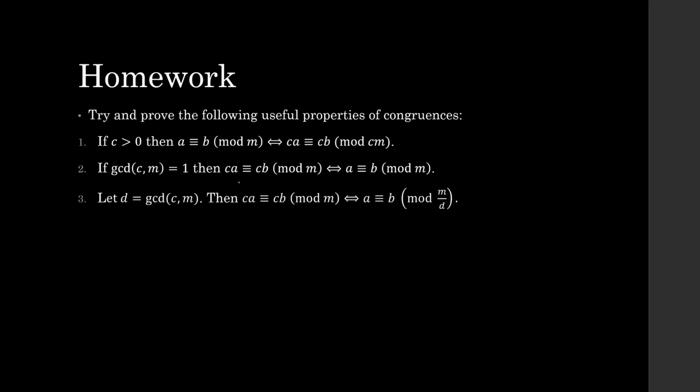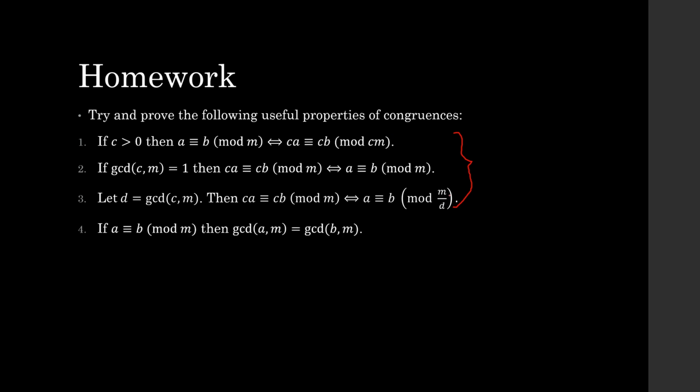Now, to be even more general, you can let d equal the greatest common divisor of c and m, so that'll include 1, but it'll also include others. And then we're going to say that ca is congruent to cb mod m, if and only if a is congruent to b mod m over d. So these three exercises, you don't necessarily have to use the previous results, but they're all kind of related, I guess, because they all have to do with the ca, cb to a, b, and when we can reduce or change between them. And so these are just generally nice ones to have in your toolkit.